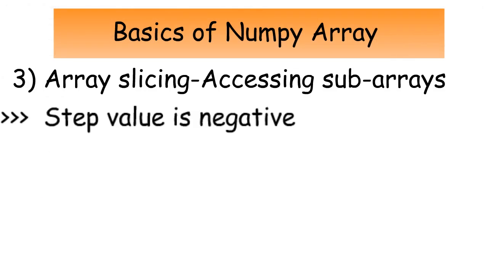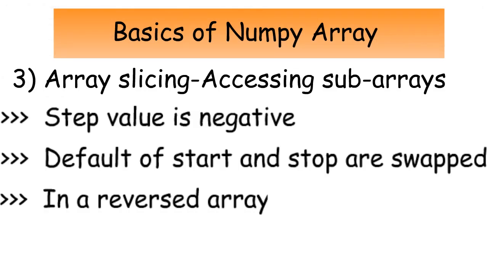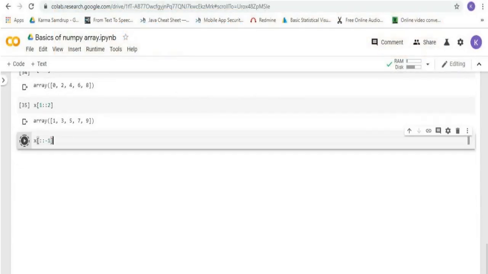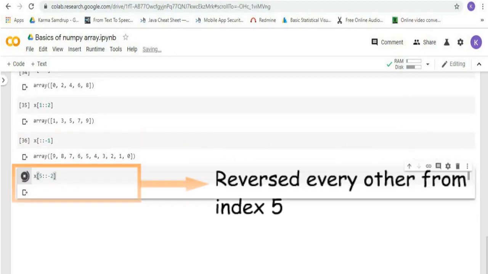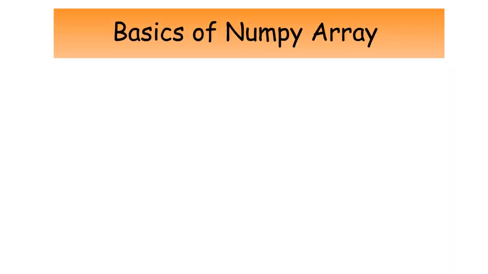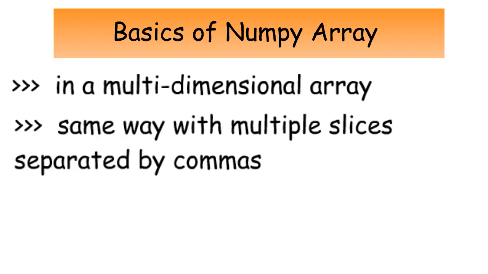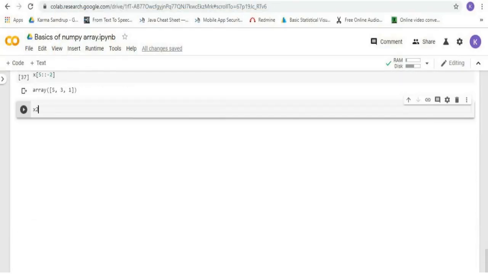However, when the step value is negative, the defaults for start and stop are swapped and result in a reversed array. We'll try a few examples. This prints all elements but reversed. And this prints reversed every other element from index 5. Now we'll look at how to access sub-arrays in a multi-dimensional array. Multi-dimensional slices work in the same way, with multiple slices separated by commas. First, we'll display the array like this.